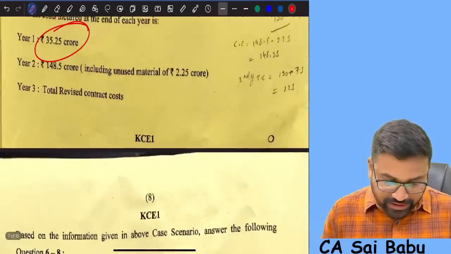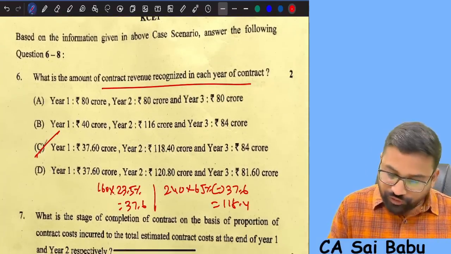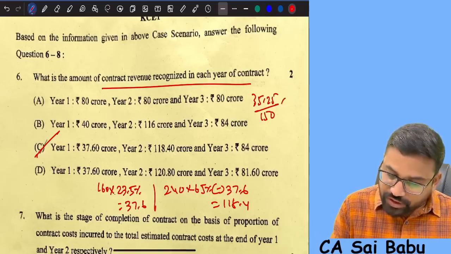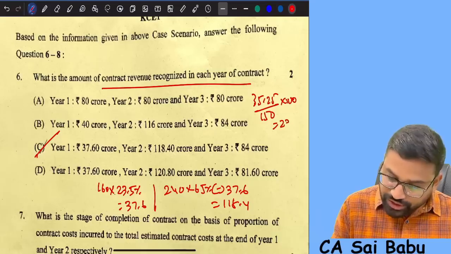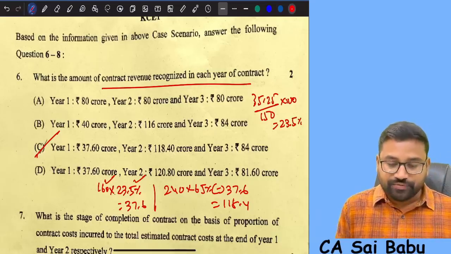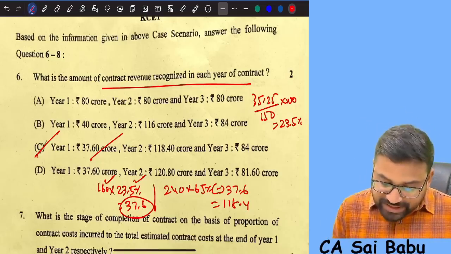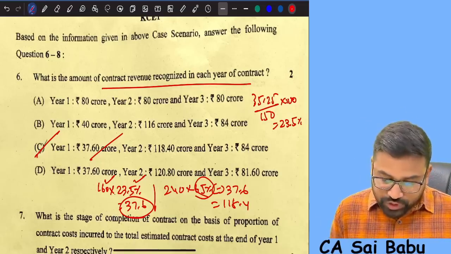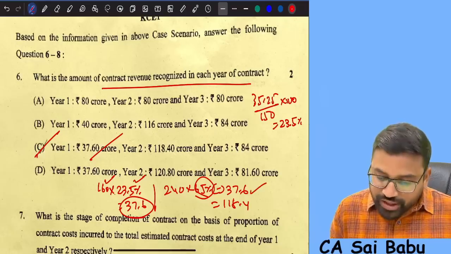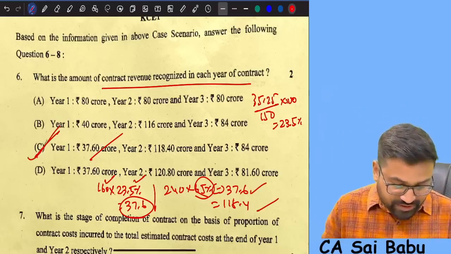See, at the end of the first year, sir, 35.25 is the cost incurred divided by total estimated cost 150 into 100. So 23.5% completed, sir. So contract revenue into percentage of completion, 37.6 is the first year revenue. Second year 65% completed, sir. So 240 into 65 minus already recognized 37.6. So 118.4. So therefore the answer is C, sir.